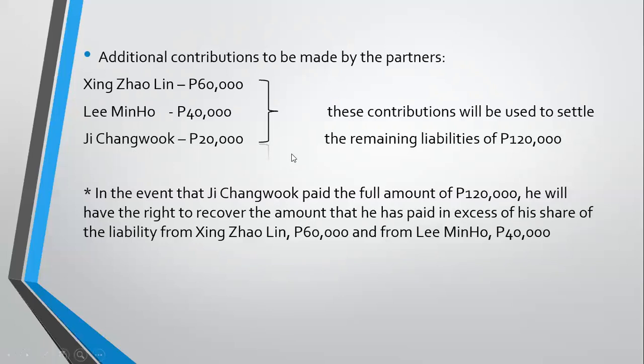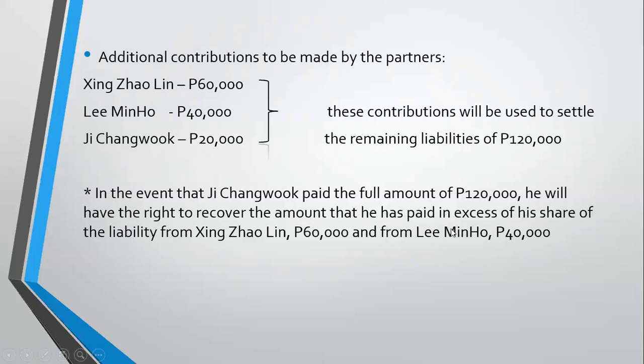But, in the event that Ji Chang-wook paid the full amount of 120,000, for example, during that time, si Sing Shaolin, si Lee Min-ho, wala silang naibigay, no, na additional contribution because they are considered as insolvent partners. So, si Ji Chang-wook, binayaran niya lahat yung 120,000. But he will have the right to recover the amount that he has paid in excess of his share of the liability from Sing Shaolin, that's 60,000, and from Lee Min-ho, 40,000. Kasi as you can see, si Ji Chang-wook, only 20,000 lang ang kanyang share.